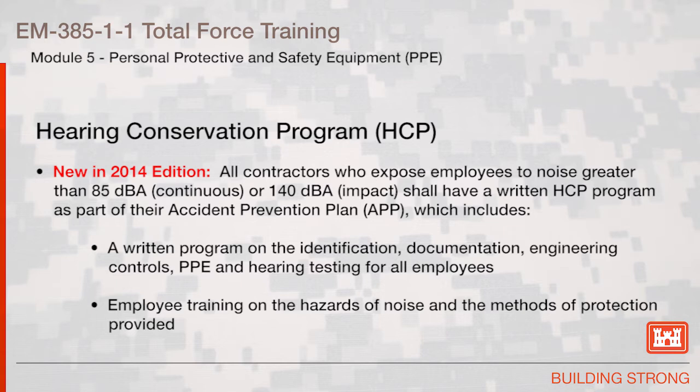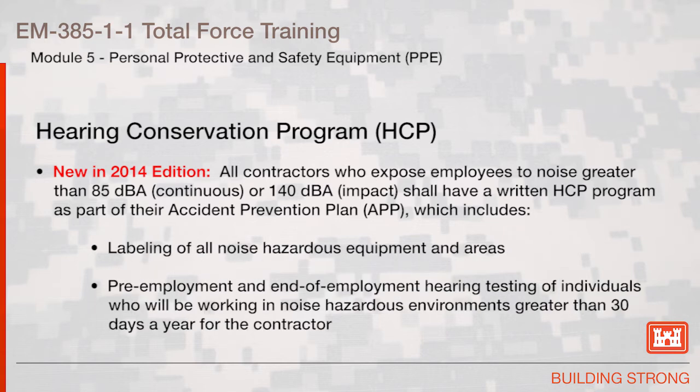New in the 2014 edition, all contractors who expose employees to noise greater than 85 decibels continuously or 140 decibels on impact or impulse noise shall have a written hearing conservation program as part of their accident prevention plan, which includes a written program on the identification, documentation, engineering controls, PPE, and hearing testing for all employees, employee training on the hazards of noise and the methods of protection provided, labeling of all noise hazardous equipment and areas, pre-employment and end-of-employment hearing testing of individuals who will be working in noise hazardous environments greater than 30 days a year for the contractor.